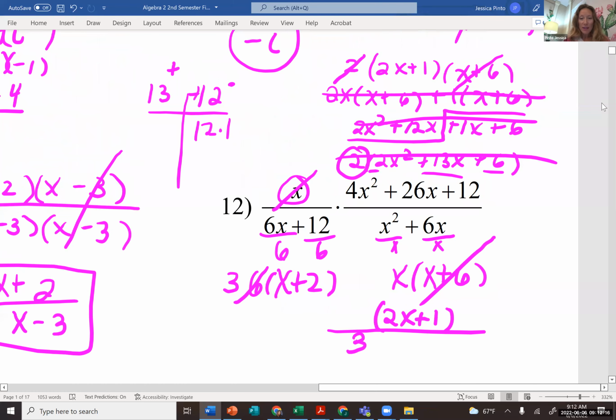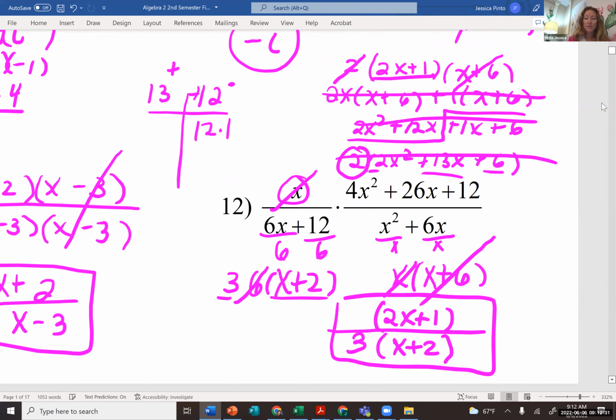So now I'm going to cancel out this x with this x. So those x's canceled. And I already got the 2x plus 1. I've got the 3. So the x plus 2 is also in the bottom. This is my final answer. So I canceled out all my exact matches. Great. Let's take a look at a few more problems.